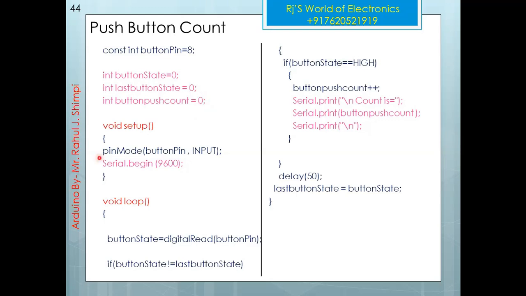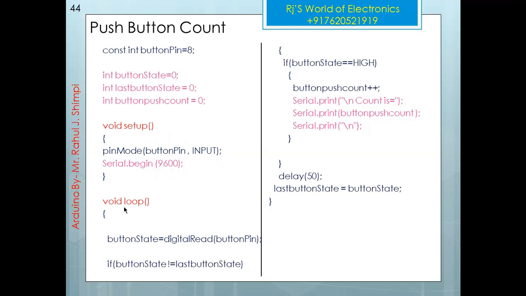Now configure the pin mode. As pin number 8 is an input for the Arduino, we have configured pinMode buttonPin. So instead of a number, I called here the variable buttonPin, comma, INPUT, bracket close, semicolon. Now this is the new term which appears the first time in the coding: Serial.begin(9600); So it initializes the serial monitor with the baud rate 9600.